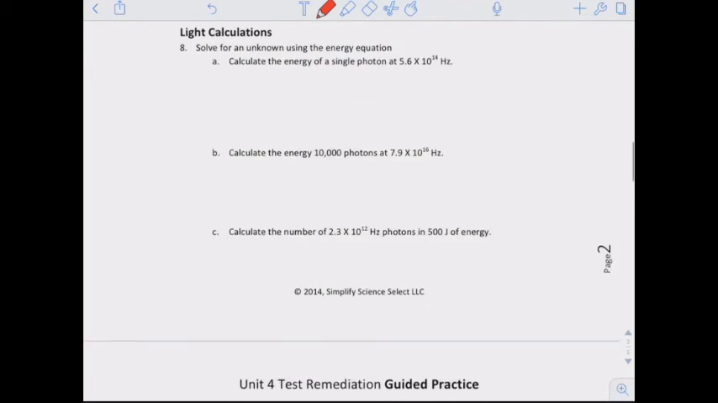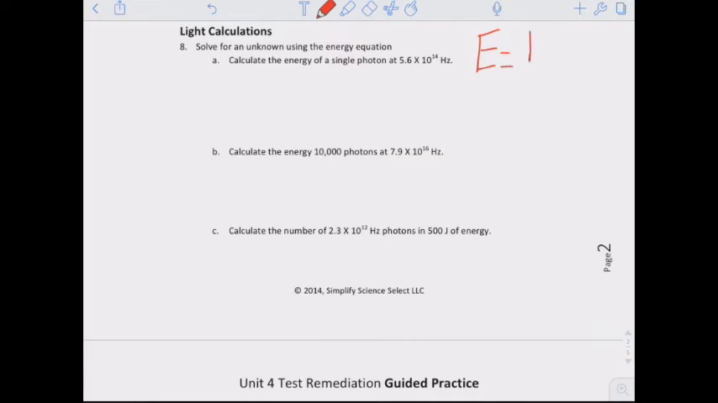Now let's get into some of the math of this. It says solve for the unknown using the energy equation. We know the energy equation is E equals hf. So h is Planck's constant, f is frequency. So calculate the energy of a single photon.